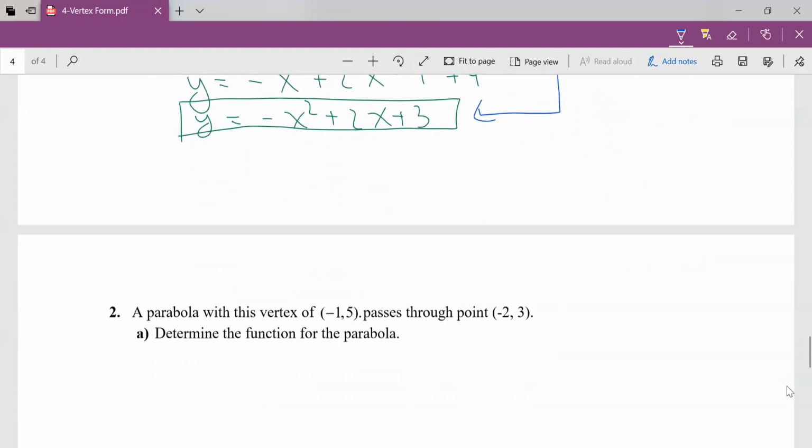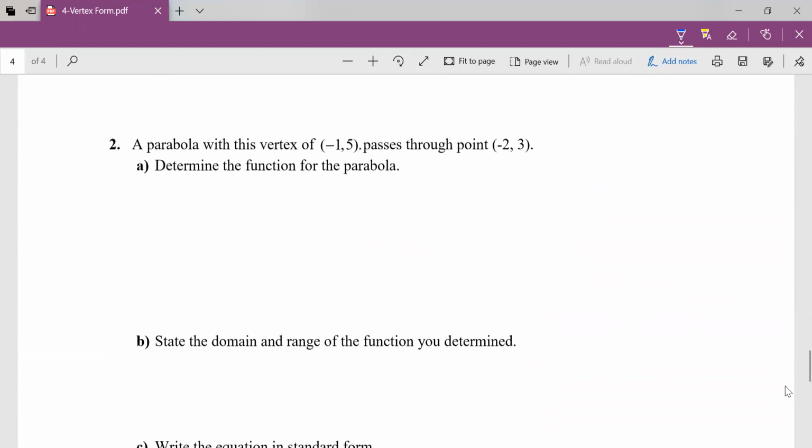All right, one more. Let's make the equation. So a parabola has a vertex of -1, 5, and passes through the point -2, 3. Okay, never hurts to draw a picture, right? I like pretty pictures. I wish I was better at art, but I'm not. There's my vertex at -1, 5, and it passes through the point -2, 3. So it's going to do something like this, right? It's not a perfect graph, but it's good enough.